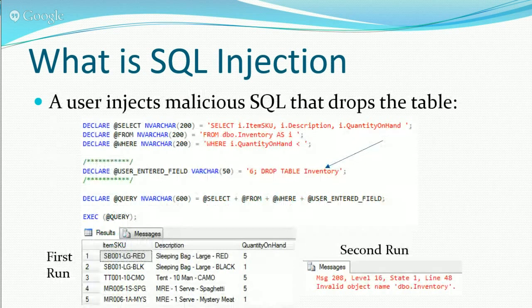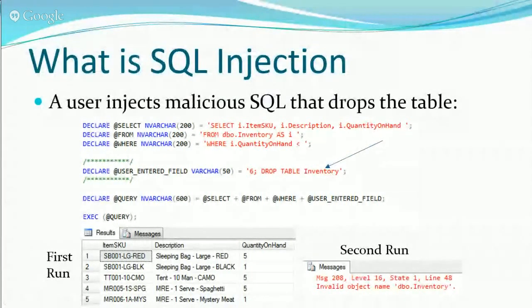What the user could enter is 6 and then a semicolon, which means the end of the database statement, and then add on drop table inventory. According to the SQL server, that is 2 different SQL statements, and it'll run both of them if you don't have permissions nailed down and if you're not protecting against SQL injection.